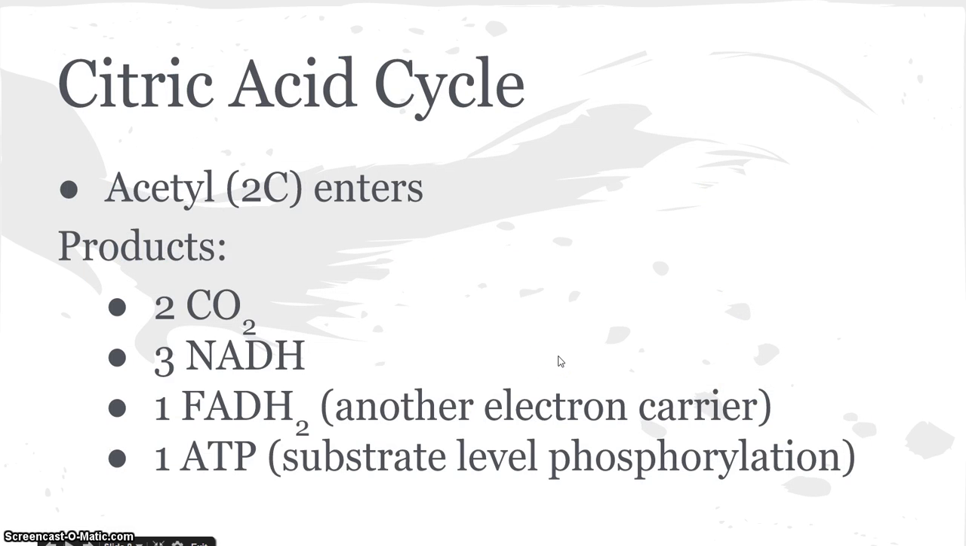So the citric acid cycle: acetyl-CoA, which has 2 carbons, enters. We produce 2 CO2s, 3 NADHs, 1 FADH2, and 1 ATP per turn, which means we produce a total of 4 carbon dioxide, 6 NADHs, 2 FADH2s, which is another electron carrier. Remember, we talked about this. And 2 ATPs.